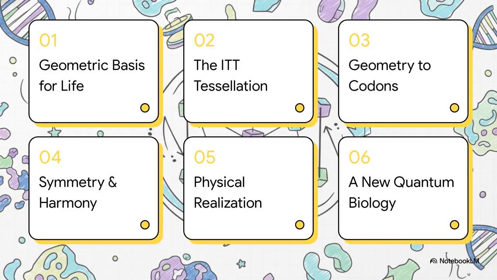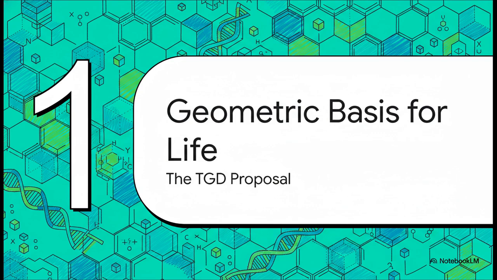We will begin with the geometric basis for the idea, then examine the specific icosahedral tetrahedral tessellation. From there, we'll see how this model maps geometry to codons, explore its predictive power regarding symmetry and degeneracy, and finally, consider its proposed physical realization and the implications for a new quantum biology. So, let's delve into the core premise.